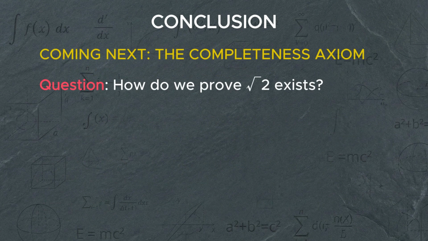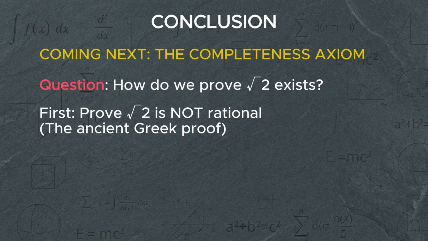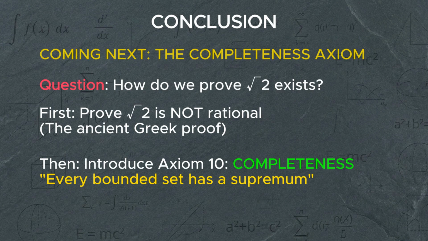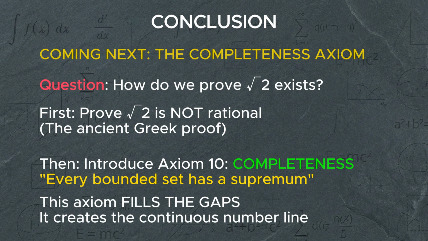In the next video, we'll tackle the most profound concept in Chapter 1. We'll prove that the square root of 2 is not rational. Then we'll introduce the completeness axiom, Axiom 10, which fills in all the gaps and creates the continuous real number line. This is the axiom that separates the rationals from the reals. It's the most difficult, most beautiful, and most important concept in all of real analysis.